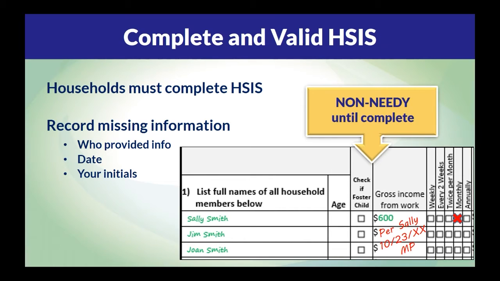Now we know that many household size income statements may be turned in and are missing information. When that happens, you must obtain that missing information if you want to count the participant as free or reduced. With the exception of the adult household member's signature and date, you can obtain information over the phone. However, you must record the missing information on the income statement and include who provided the information to you, the date the information was received, and your initials, as it's shown on the screen here.